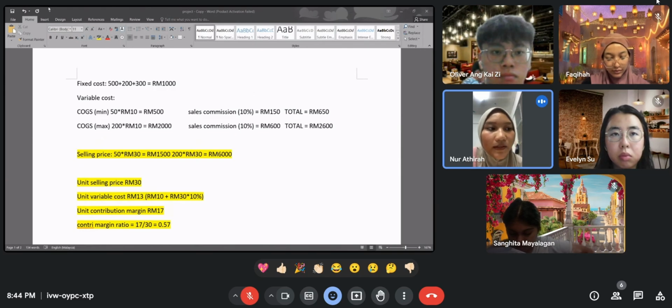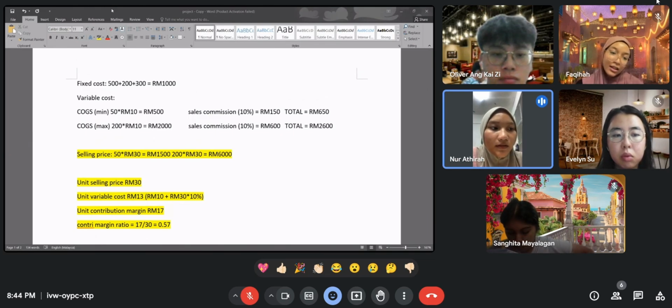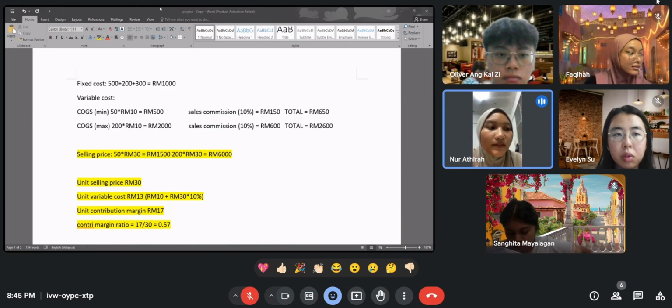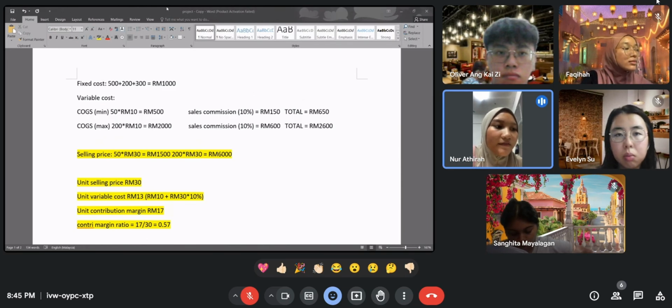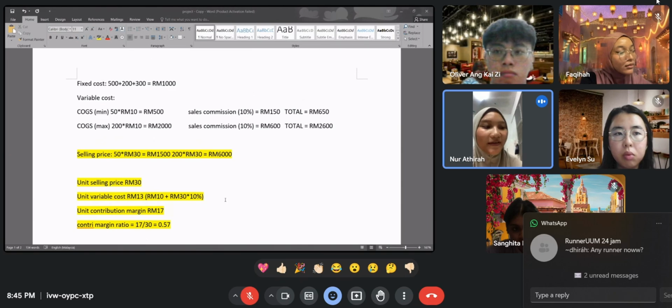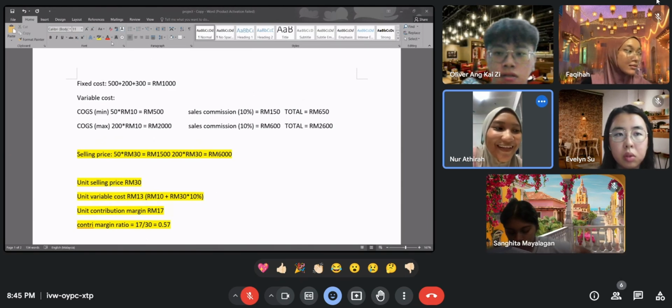So the second one, break-even point. For the formula, break-even point in units is fixed cost over the contribution margin per unit. So first find the contribution margin per unit. So just put the fixed cost over the 17 ringgit, and I get 58.8082, so I get 59 units. Okay, sorry. Okay, for the last, break-even point in sales revenue.